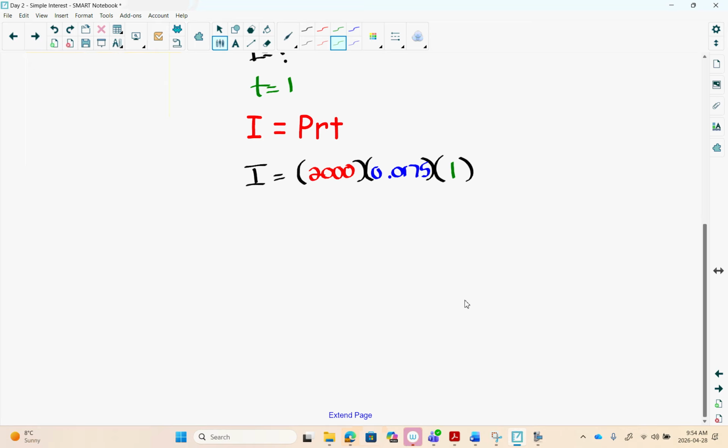What do you get when you multiply 2,000 by 0.0175? Yeah, and if you multiply that by 1, you still get 35. 35 what? Dollars. So here's what happens. You put $2,000 in the bank and you just leave it. You don't touch it. And then after 1 year, it's actually worth $2,035. You've earned $35 in interest.